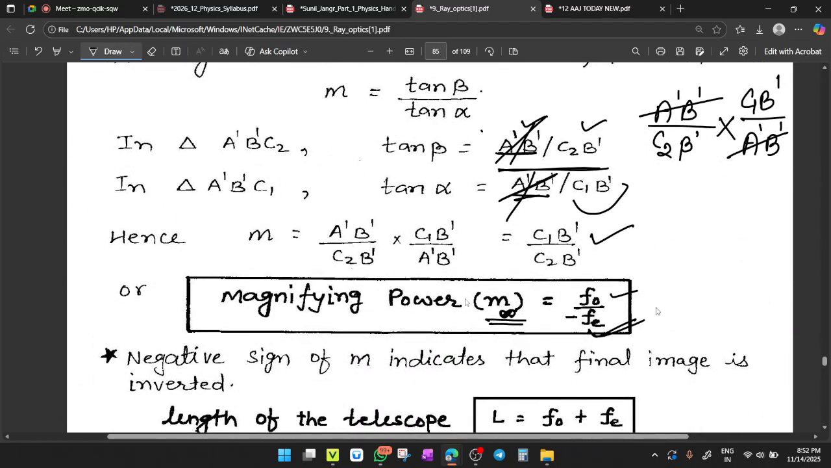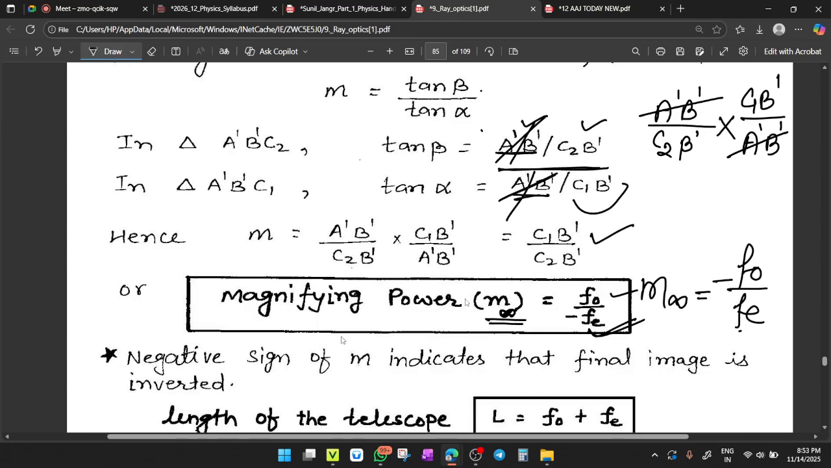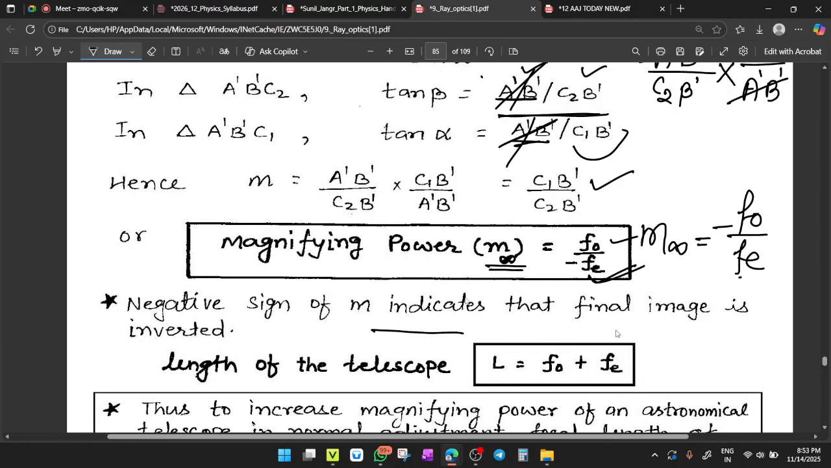So it is equal to minus of FO upon FE. So you can write M infinity is equal to minus of FO by FE. The negative sign of M indicates that the final image is inverted.